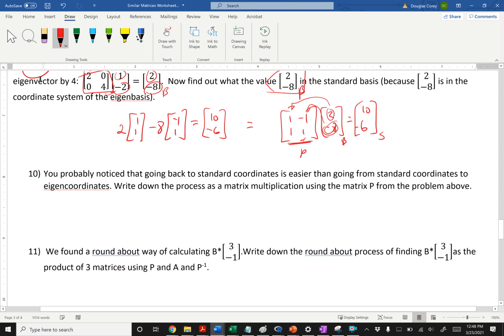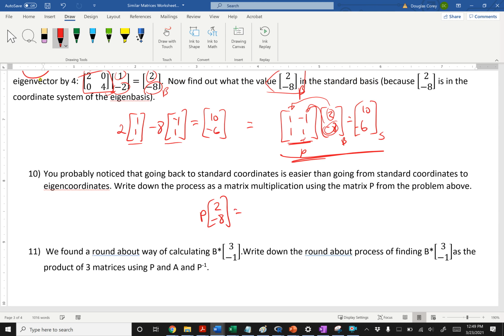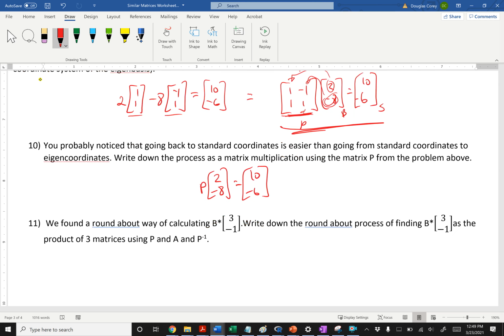Okay, so number 10, you probably noticed that going back to standard coordinates is easier than going from standard coordinates to eigencoordinates, because we already had these eigenvectors. We didn't have to solve for an inverse. Write down the process as a matrix multiplication using the matrix P from the problem above. That's what I did up here. So P times (2, -8) equals (10, -6). Or even just, you didn't have to write P, the matrix [1 -1; 1 1] would work.